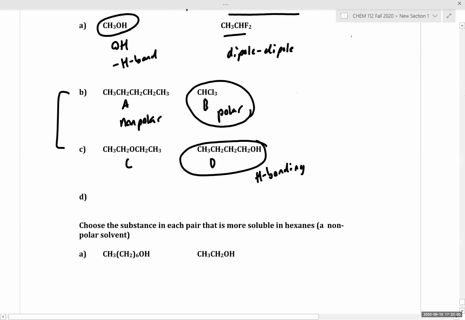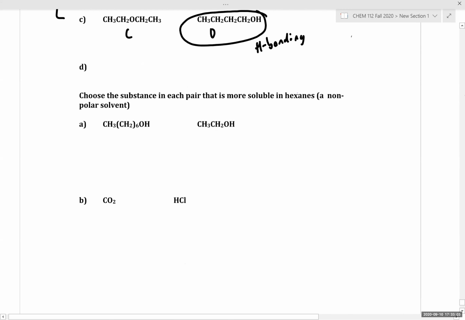So let's look at this next example. In this case, we're flipping the pattern around and we're asked to choose the substance in each pair that is more soluble in hexanes. So in this case, we're looking for solubility in a non-polar solvent. So I'd like you to take 2 to 3 minutes and work on the following example, and tell me which substance in each of these two pairs is more soluble in hexanes. And we'll discuss in about 2 to 3 minutes.